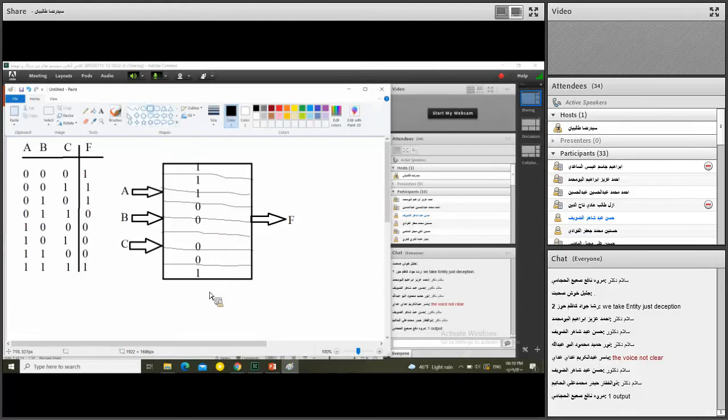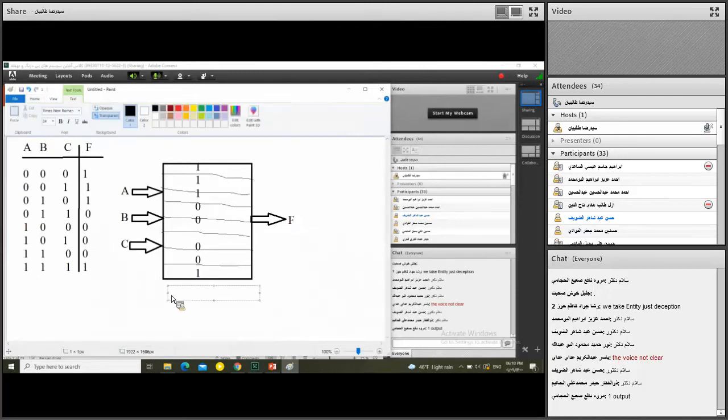In FPGA, we call this memory a lookup table, LUT. For example, a 3-input lookup table means that we have a lookup table with 3 address lines. And this means that we can implement each logic function with 3 inputs.